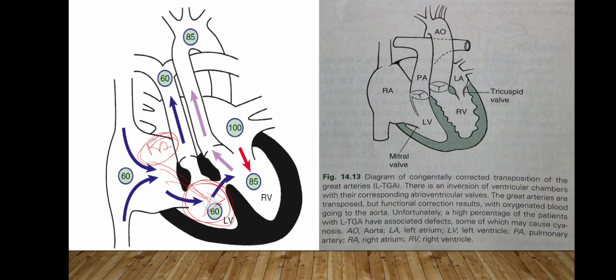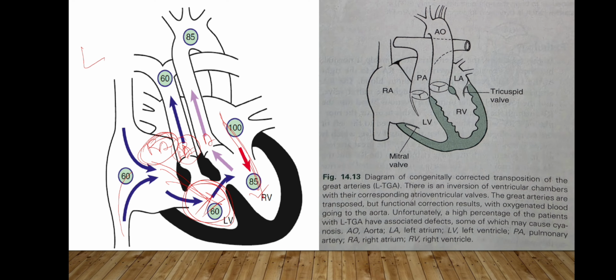So the right atrium enters into the left ventricle, and the left atrium enters into the right ventricle. This is the aorta and this is the pulmonary artery, and the aorta is left to the pulmonary artery. So this is LTGA, also called corrected TGA.